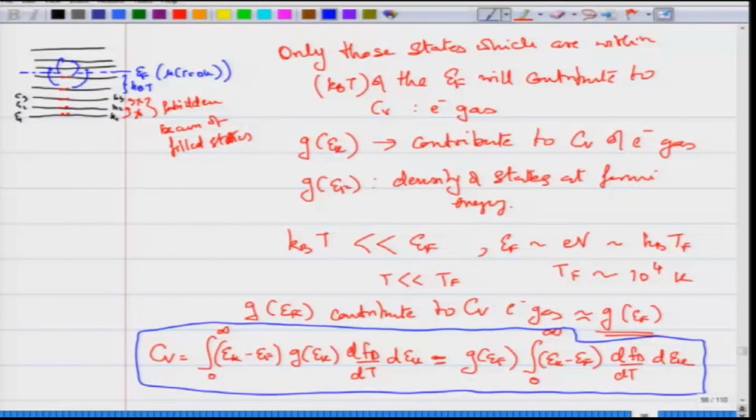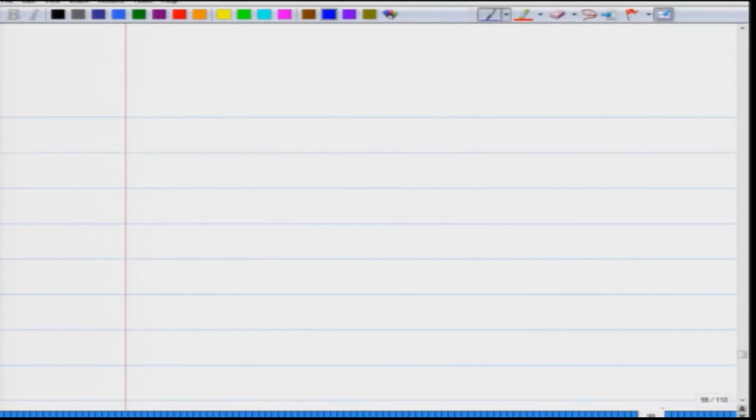We continue with calculating now the specific heat, and by working through this entire derivation we have reached a point where the specific heat is written in terms of the density of states at the Fermi energy integrated over this expression, where now you have the derivative of the Fermi Dirac distribution. So, let us look at this expression a bit more closely.